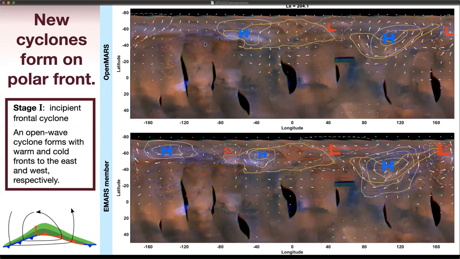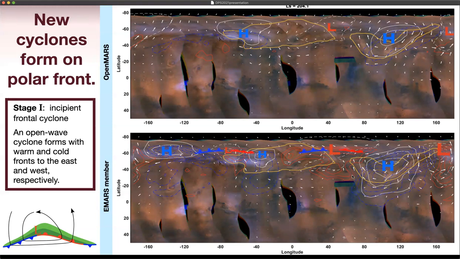This is when cyclones finally begin to form. We see the deepening of the high and low pressure centers, more so in EMARS than in open Mars. And we'll see throughout the rest of these next few sols that there are a lot of differences between the 2 reanalysis data sets, although they do compare quite well. There are some differences between them.